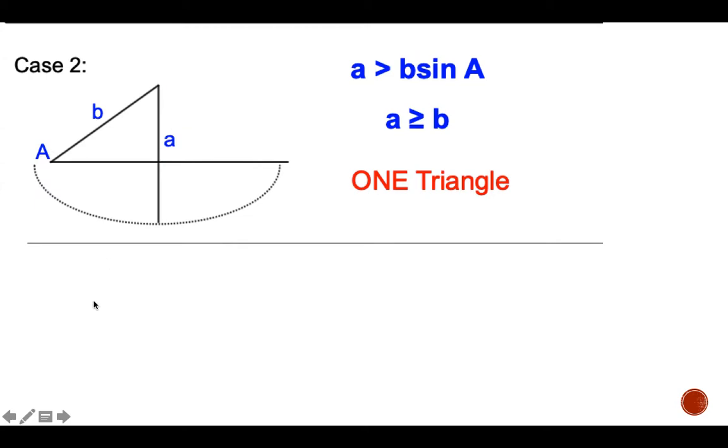Case number 2. Now this one gets interesting. So if A is smaller than the height, no triangle. If A is bigger than the height, then we have to do another test. You have to compare this side length A to this side length B. Okay. Now if A is greater than or equal to B, we only have one triangle, because the only one it could connect to is right here.